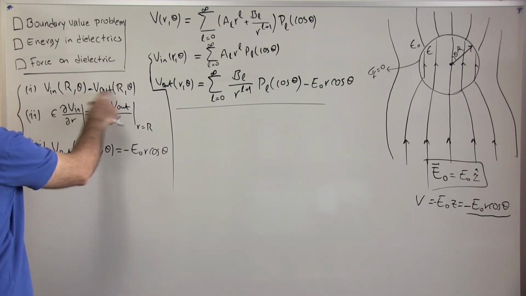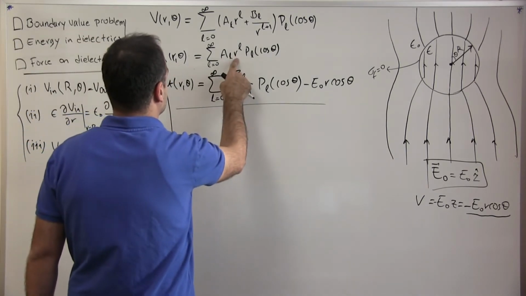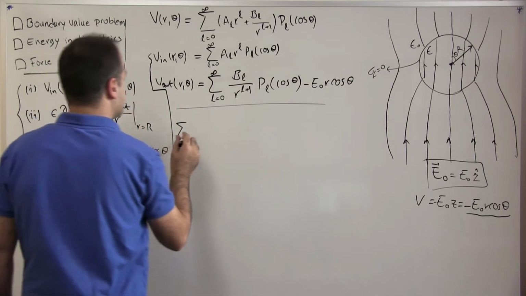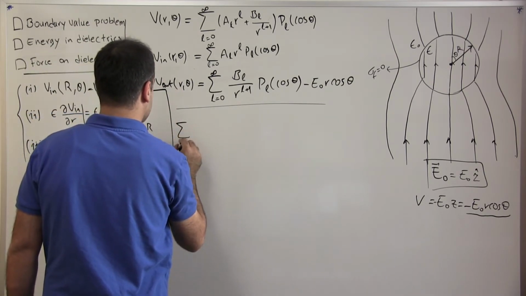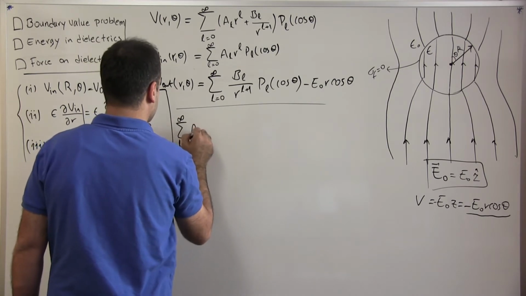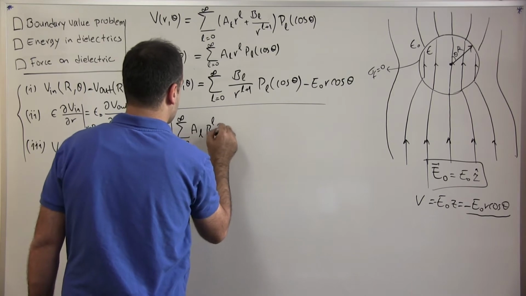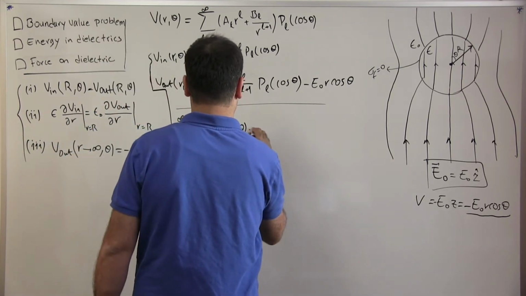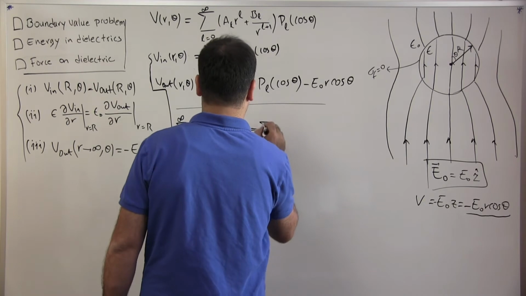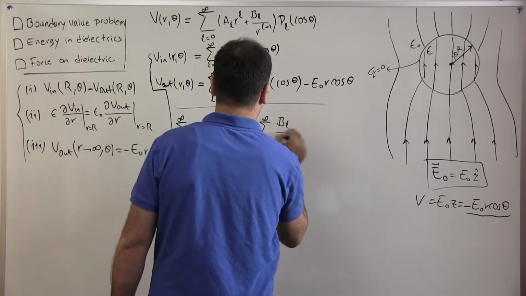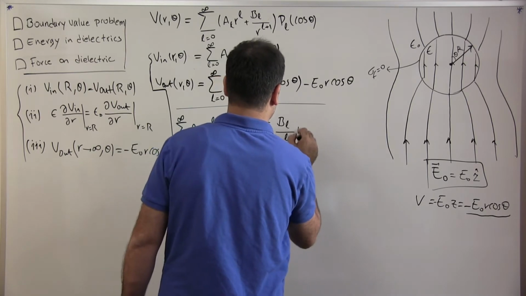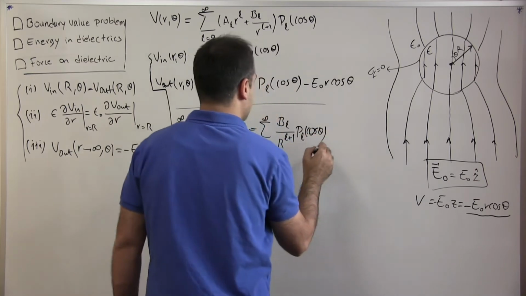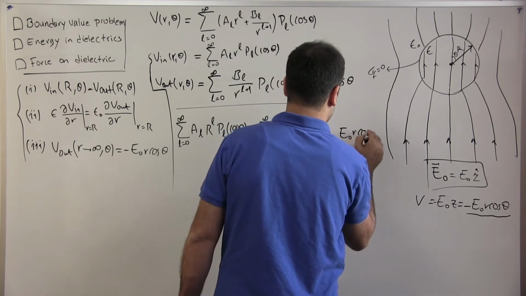Sounds good. So we go to number 1 and we just write everything in terms of a small r being equal to capital R. On one hand, I'm going to write V in, which is the sigma from 0 to infinity AL R to the L PL cosine theta, and on the other hand, I have sigma L from 0 to infinity BL over R to the L plus 1 PL cosine theta minus E naught R cosine theta.